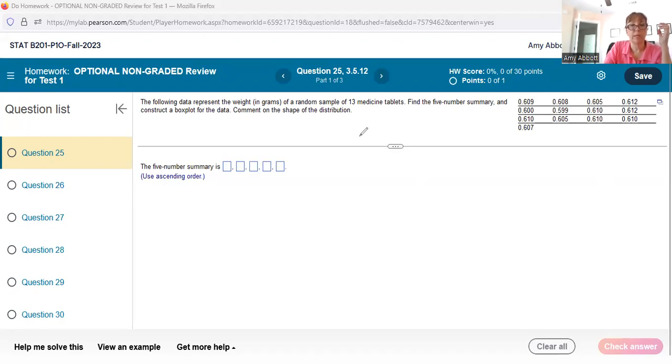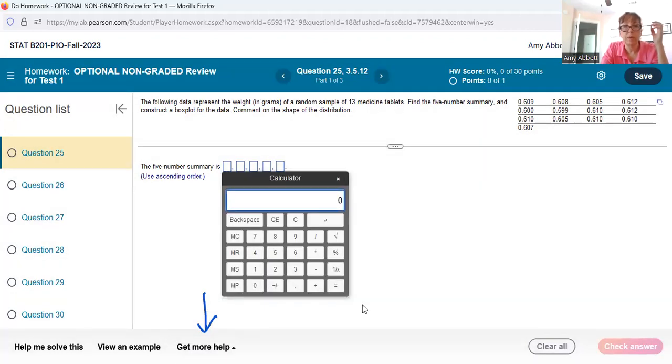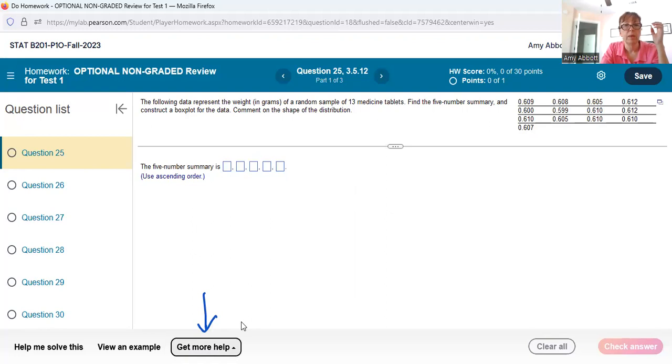If you didn't notice this down here, it says get more help. So if you take your mouse and you click on get more help, if you do calculator, and I would do calculator, ooh, that calculator stinks. Oh, that's not helpful. No, we want the TI calculator. So, all right, that's not going to help here. So I'll show you how to do it on the TI-84. All right, stop this share, and I'll share the TI-84 with you.